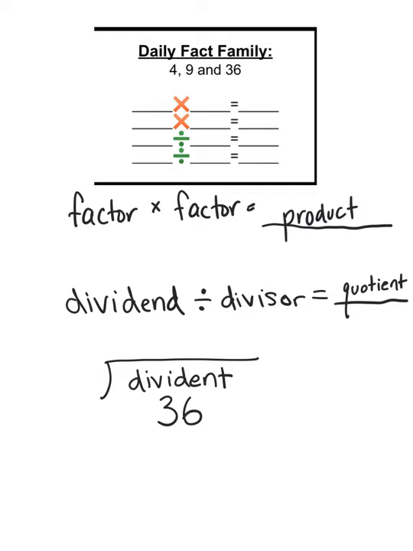So 36 in this case divided by our divisor, which is 9, gives us a quotient of 4, or we could also say 36 divided into 4 equal groups gives us a quotient of 9. Dividend divided by divisor equals our quotient.